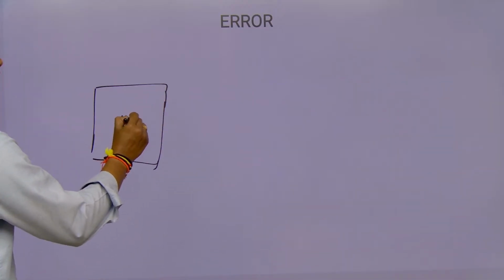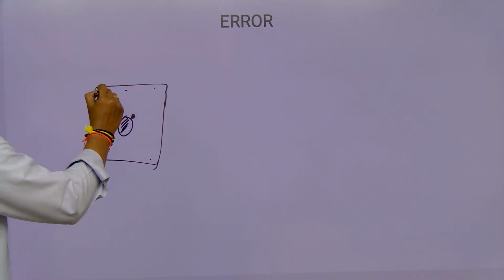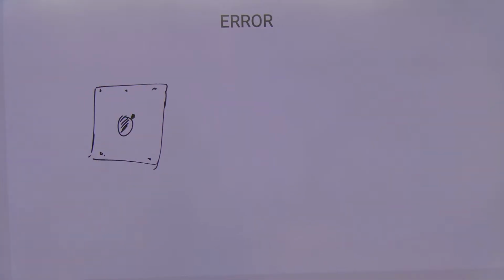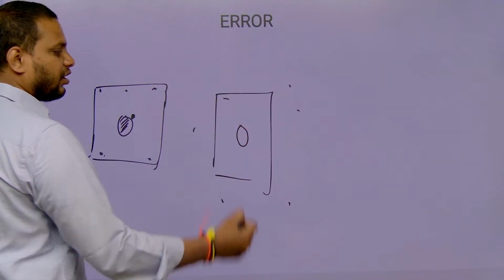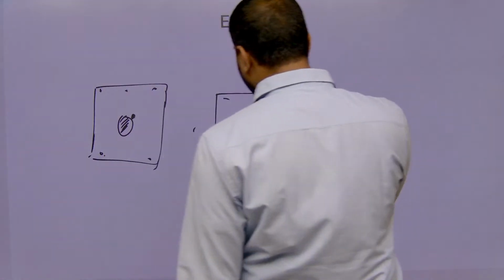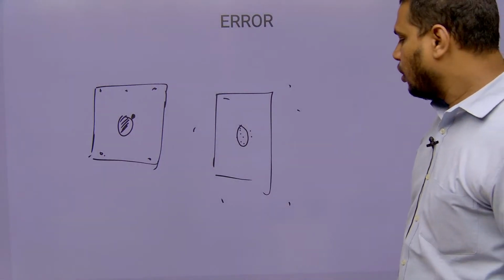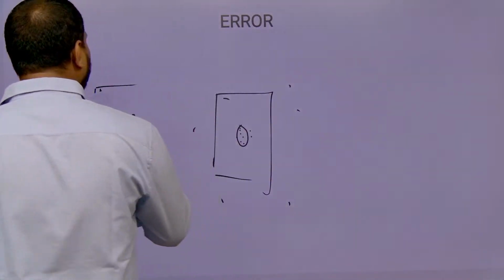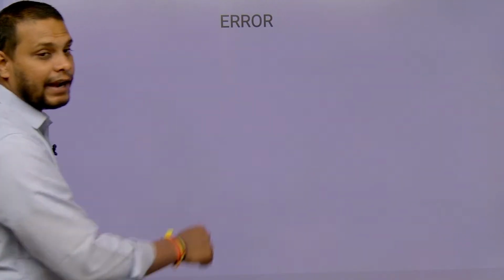Suppose all the arrows are falling like this, with one arrow close to the bullseye and the remaining arrows like this, then what can we say? More accurate but less precision. Clear? Suppose the arrows are scattered like this, then less accuracy and less precision. If all the arrows are falling here only, more accuracy and more precision. If any value has more accuracy and more precision, then that value will have less error.